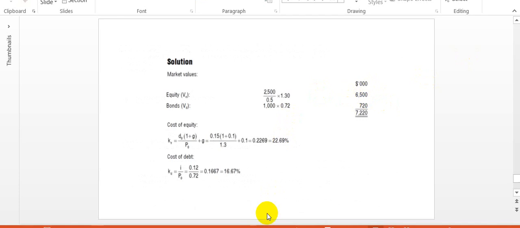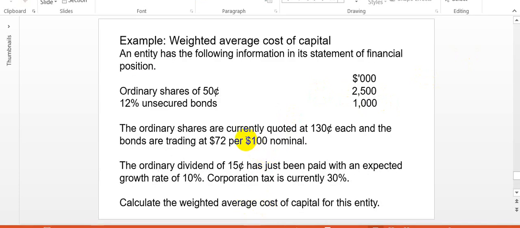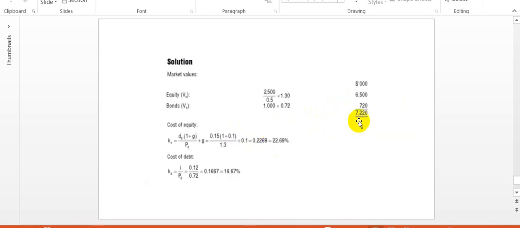The bonds, you've got a nominal of 100, but they are trading at lower than the nominal. They're trading at $72. So you simply divide 1,000 by 100 times $72 to give you 720. You add the 2 to give you the total market values of the debt and the equity and the bond.